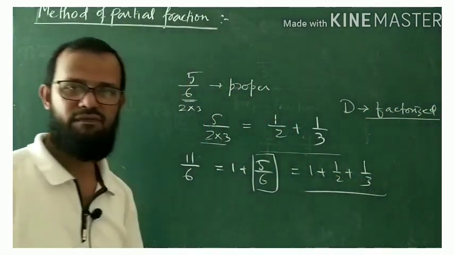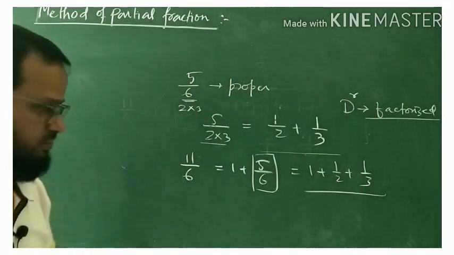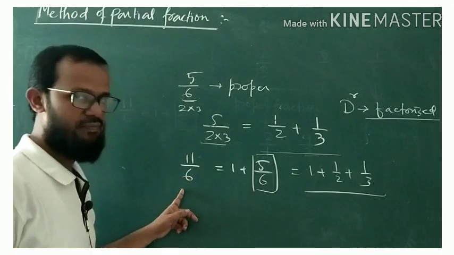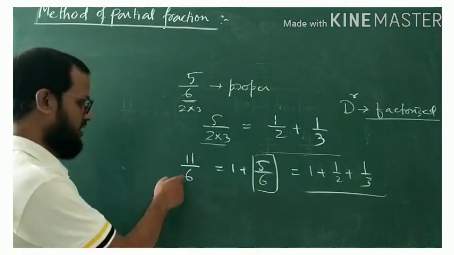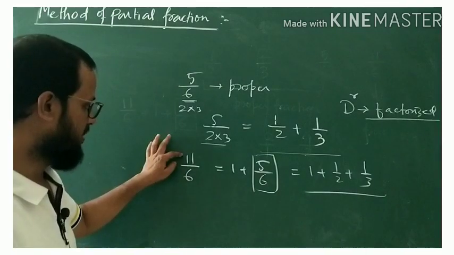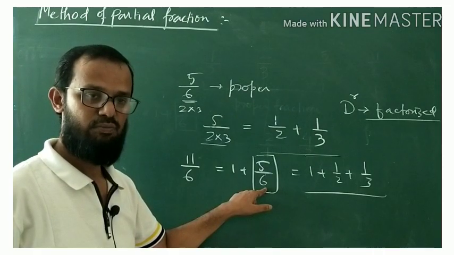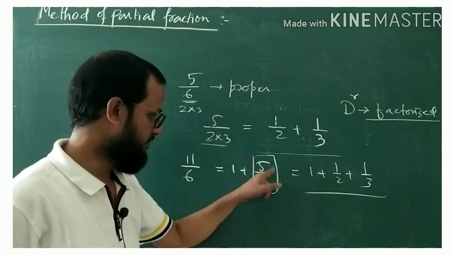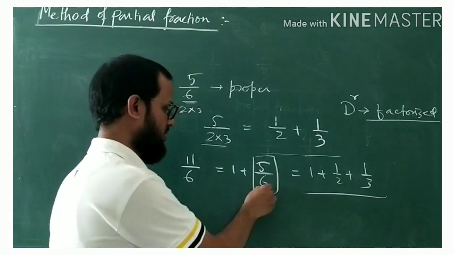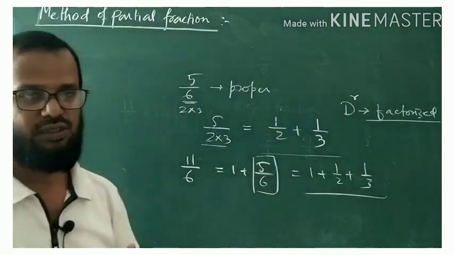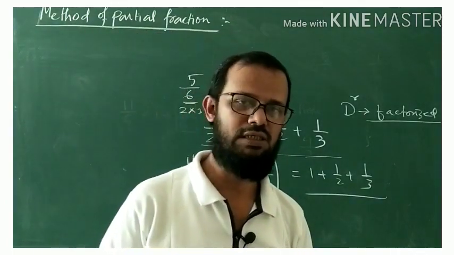Denominator can be factorized. Otherwise, it is not possible. An improper fraction can be resolved into a partial fraction if, as a first step, you divide the numerator by the denominator and resolve it into a proper fraction, and this proper fraction can be resolved into partial fractions. How? Because 6 can be factorized. So if the denominator can be factorized, then it is possible. If the denominator is not factorizable, it is not possible.